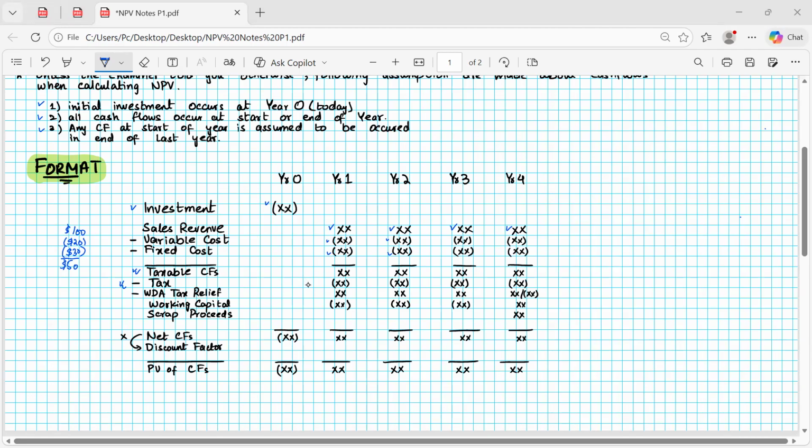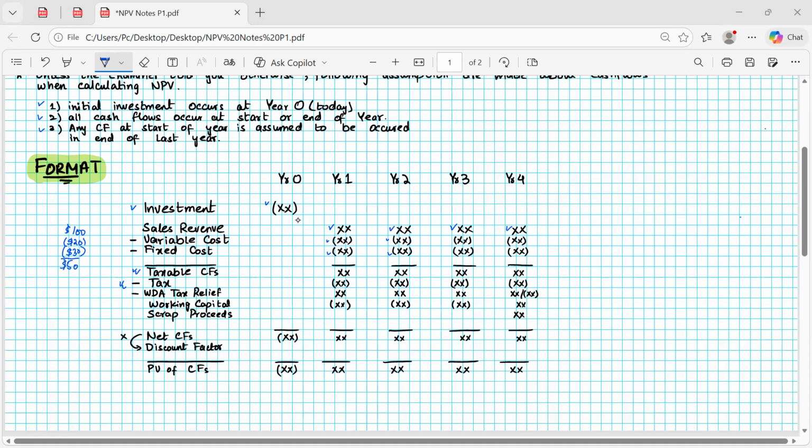Yes. Could you please explain the format again? From which part? From the start of the format, because my meeting got disconnected. My Wi-Fi stopped working.